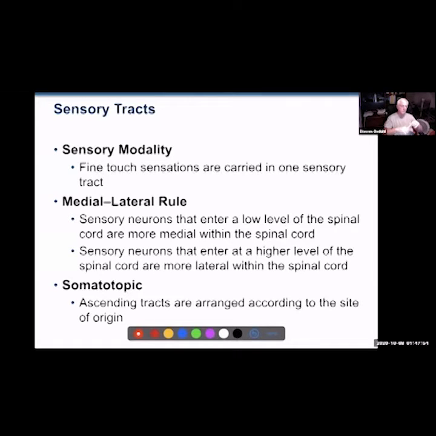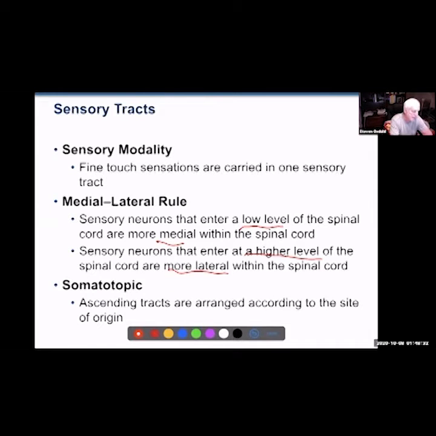The medial lateral rule. Our sensory neurons enter at a low level of the spinal cord or more medial within the spinal cord. In other words, if your sensory nerve is entering from your foot, okay, it's more towards the middle. If it enters from your upper body, like your arm, it's more to the lateral side. The lower the sensory input coming in, the more medial it is in the spinal column. So sensory neurons that enter at a low level of the spinal cord are medial. Sensory neurons that enter at a higher level are more lateral. We'll show you a picture of that in a second too.